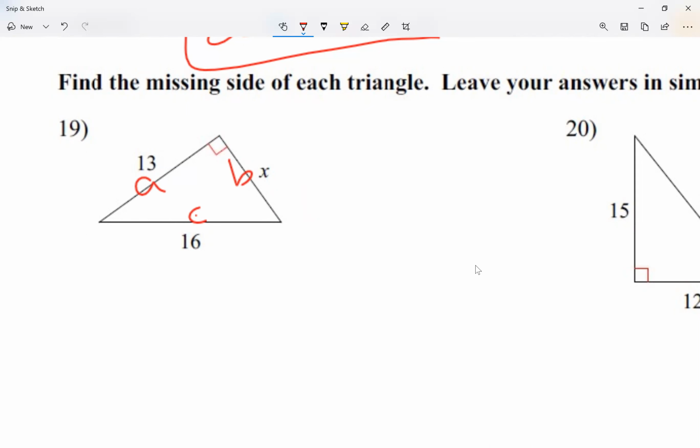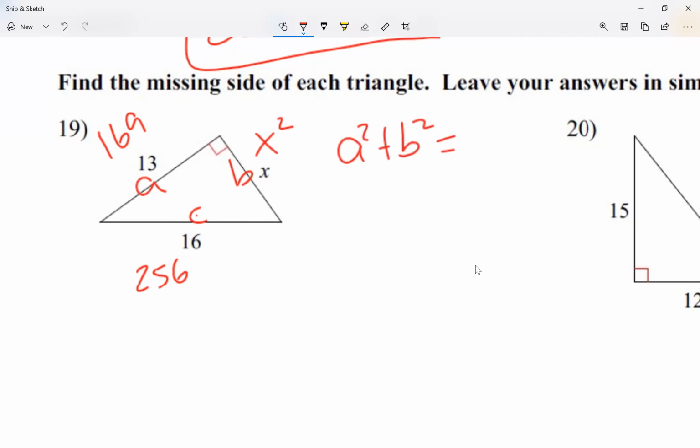Let me square each of my sides. 13 times 13 is 169, right? So I'm just going to write 169. X times X is X squared. 16 times 16 is 256. So I squared each of my sides. During the week, we learned the Pythagorean theorem: A squared plus B squared is equal to C squared.